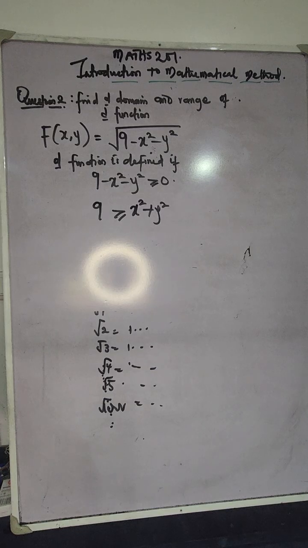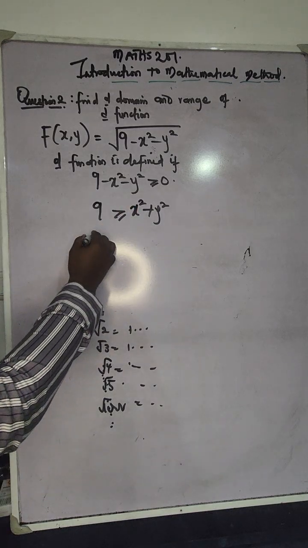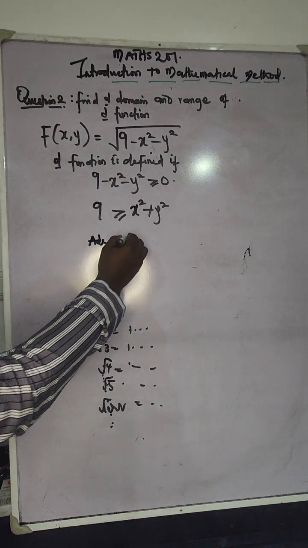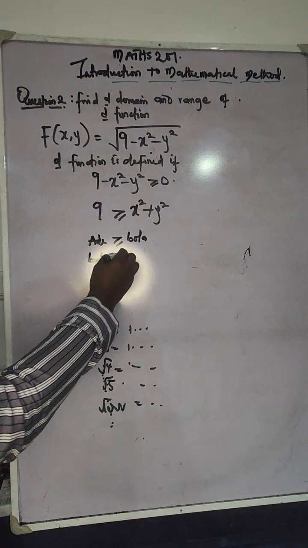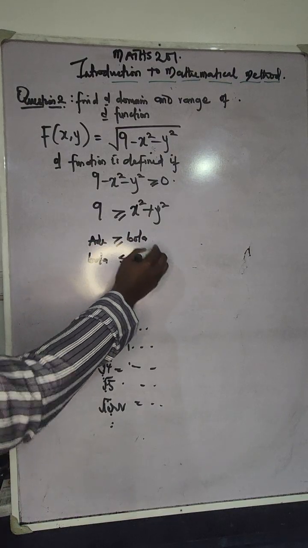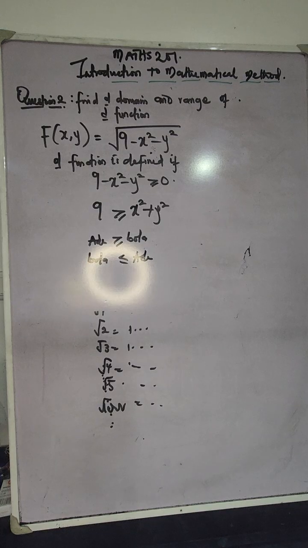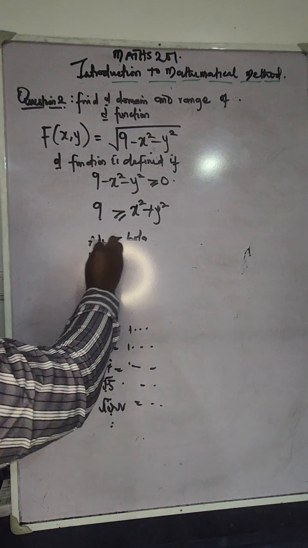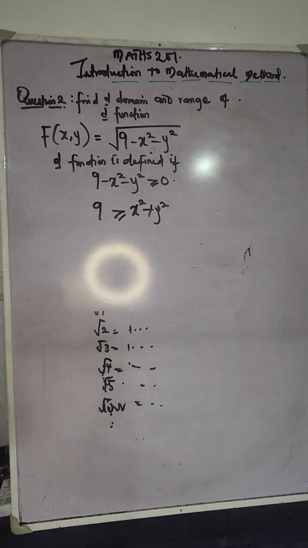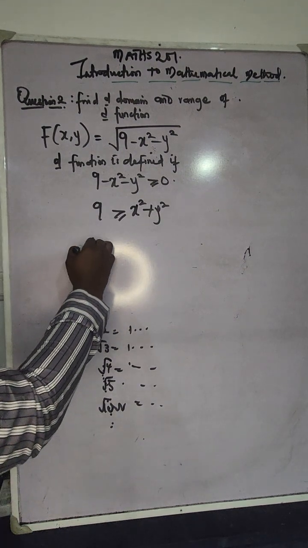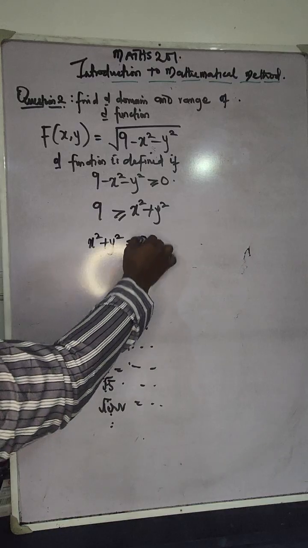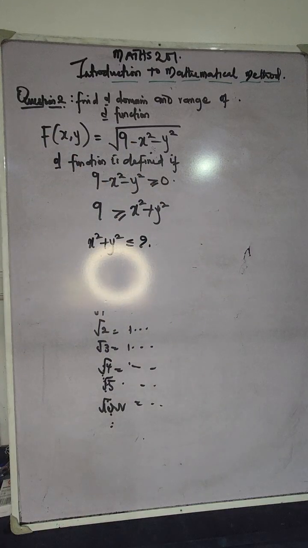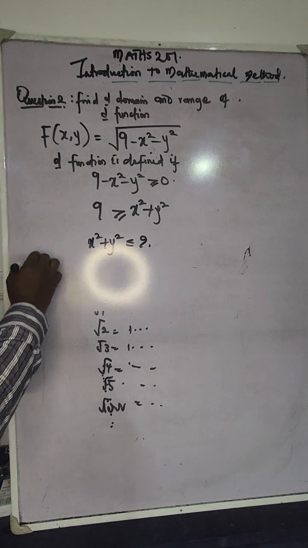And so if Ade, for example, is greater than or equal to Bola, it is the same thing as saying Bola is less than or equal to Ade. Did you see that? And so when we find out that it is like this, we can easily say that x squared plus y squared is less than or equal to 9. The same thing. So let's report the domain.